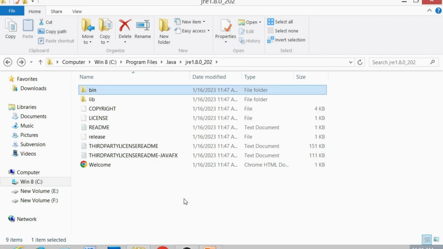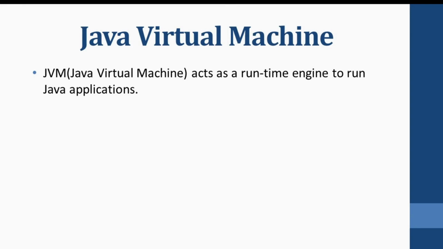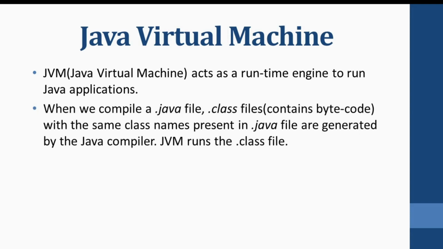So JDK is a development kit, JRE is a runtime environment. Let's see what a JVM, Java Virtual Machine, is. The Java Virtual Machine acts as a runtime engine to run Java applications. So it is mainly the engine which will run our application. When we compile a .java file, a .class file with the same name present in the .java file is generated by the Java compiler. This generated .class file goes through the various steps of a JVM. What are these steps? These steps together describe the JVM architecture.